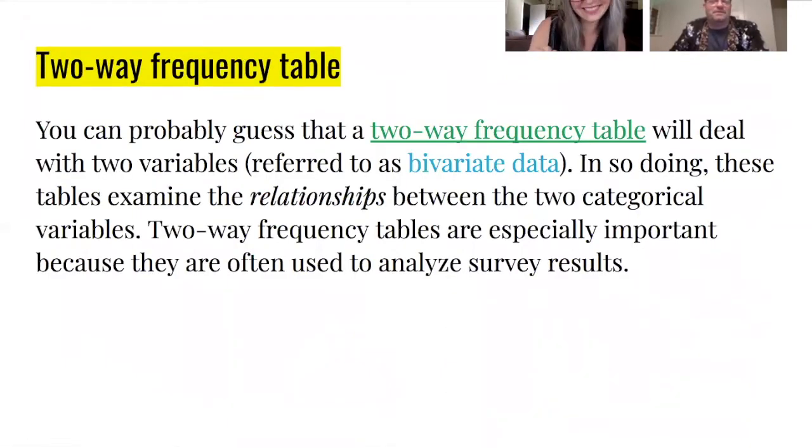So what we just looked at was, if there was such a thing, a one-way frequency table, meaning we were really only looking at one thing. We were looking at the variable of helmet use, right? So that's rare, that we're just looking at one thing and we're not making a comparison or anything like that.